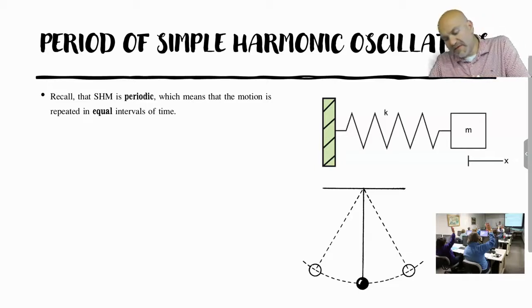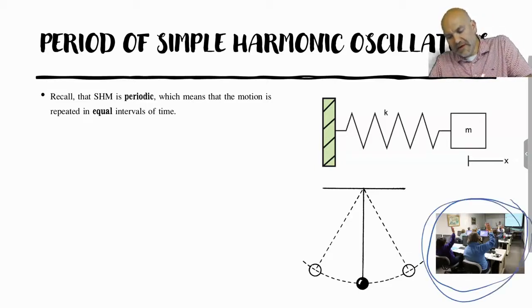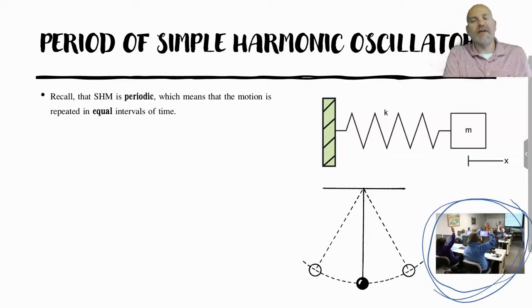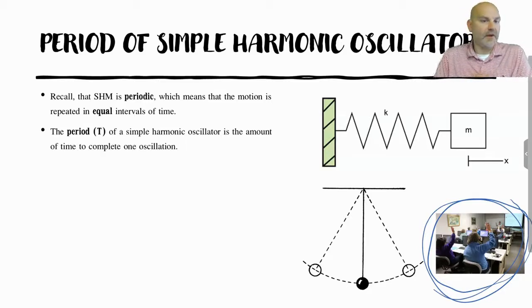My big example for that is school: you're sitting in class periods, the bell rings, you move to the next one. So that motion repeats itself after a set amount of time, and that's what periodic motion is. Now, the period, which is abbreviated capital T, is the amount of time to complete one oscillation.